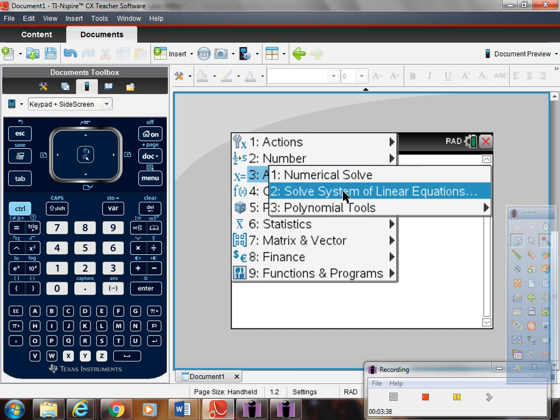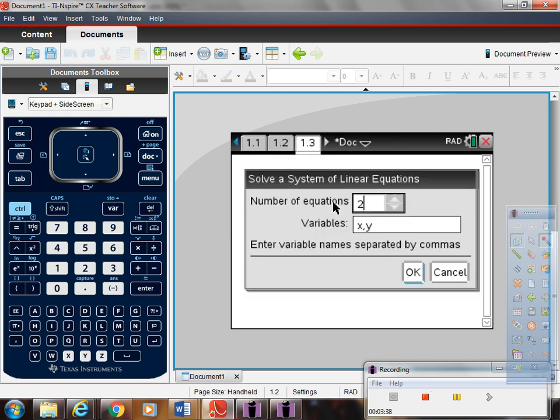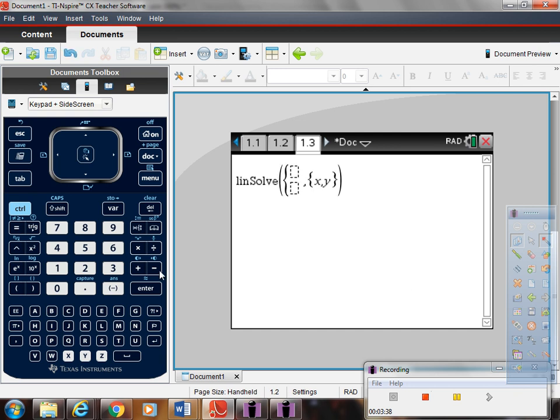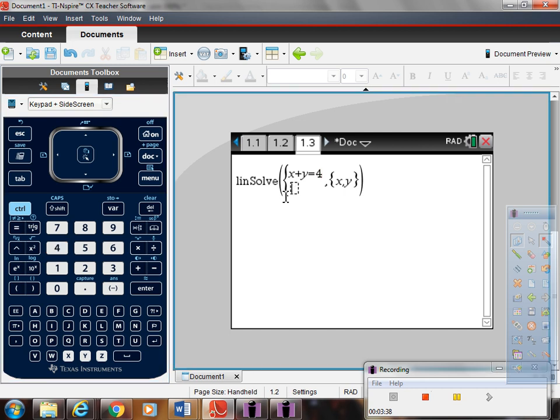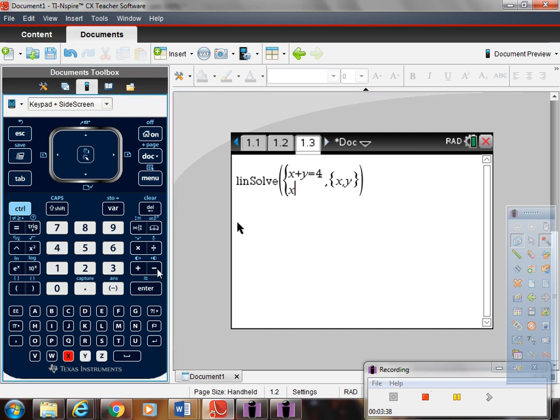It even says systems, like look for the keywords. And then it asks you how many equations? 2. What are the variables? X and Y, everything's okay. And then you literally just type it in. So you would do x plus y equals 4. And then the other one was x minus y equals 0. So it should give us the same answer. There it is. So either one of those will work, okay?